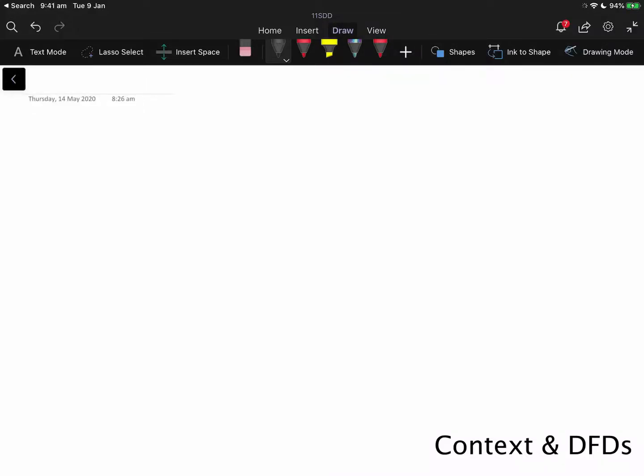Today we're going to look at context diagrams and data flow diagrams, or DFDs. Now, these two are closely related diagrams. In fact, one is an expanded version of the other.